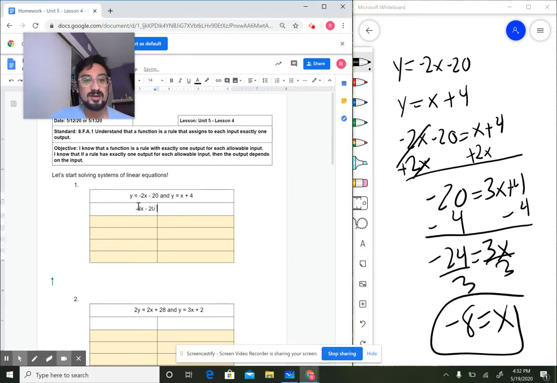Negative 2x minus 20 is equal to x plus 4. Add the 2x to both sides. Negative 20 is equal to x plus 4. Subtract 4 on both sides. Negative 24 is equal to 3x. Divide by 3 on both sides, and you get negative 8 is equal to x.